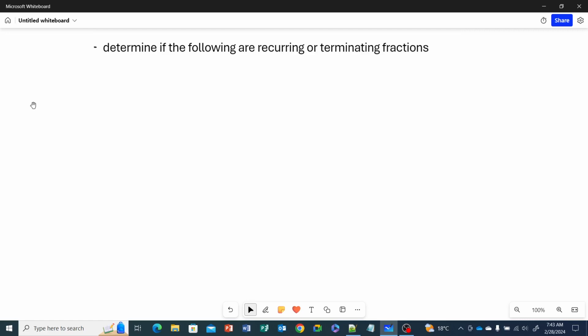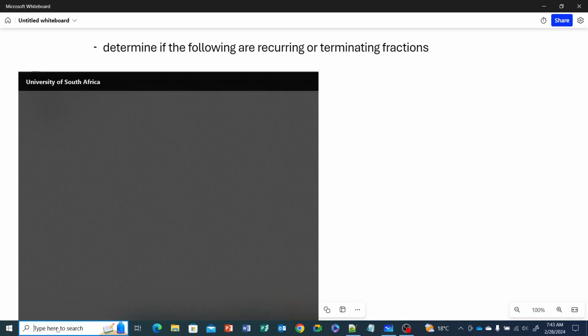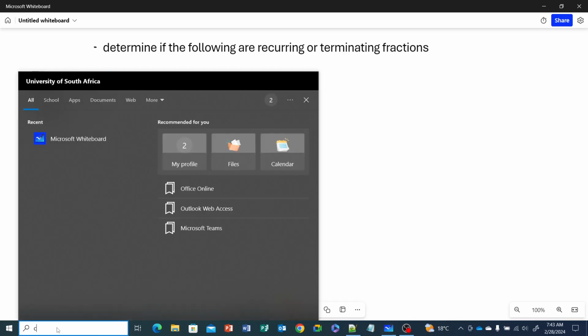So our first one, we will have 3 over 35. Now, when we write 3 over 35 in a decimal form, how much are you going to get?